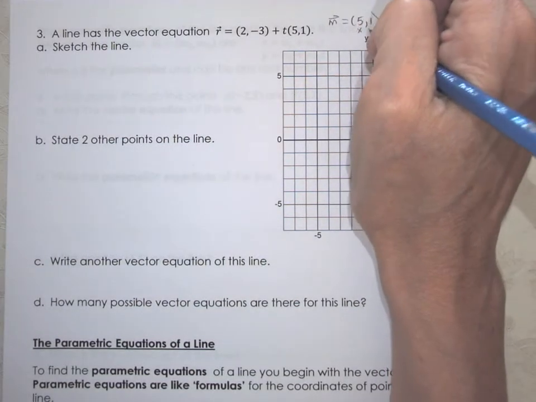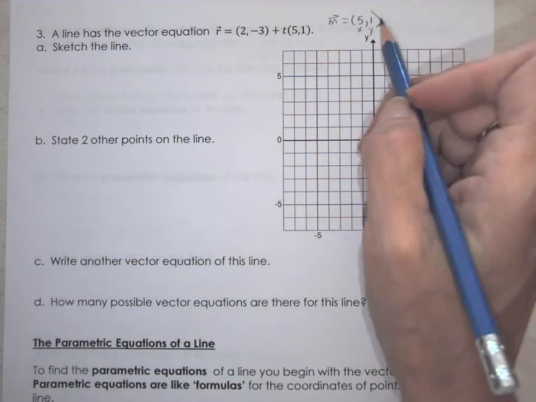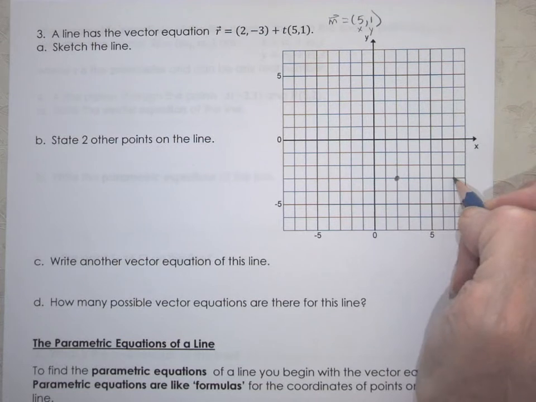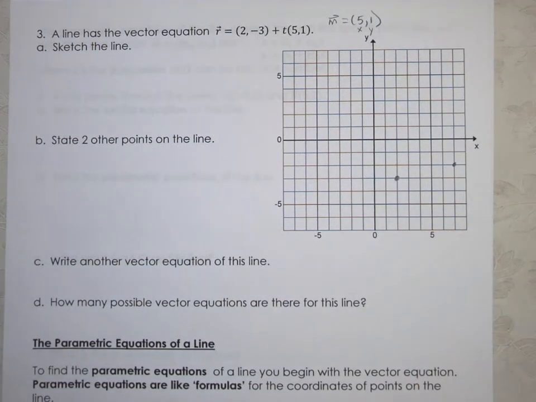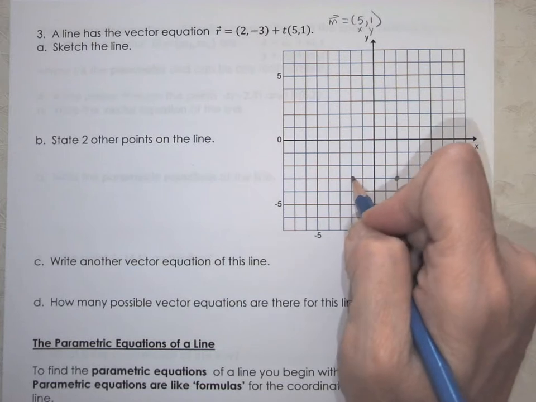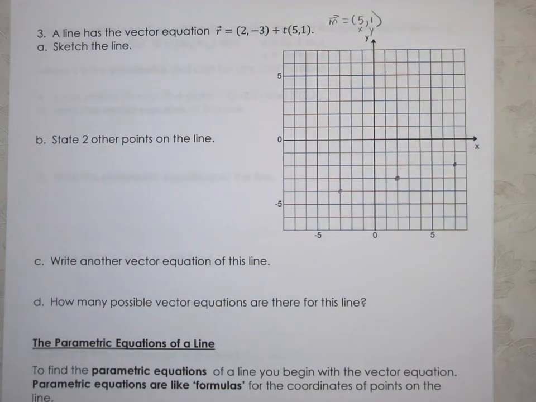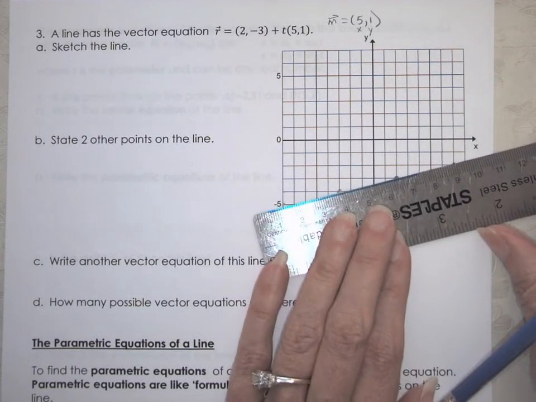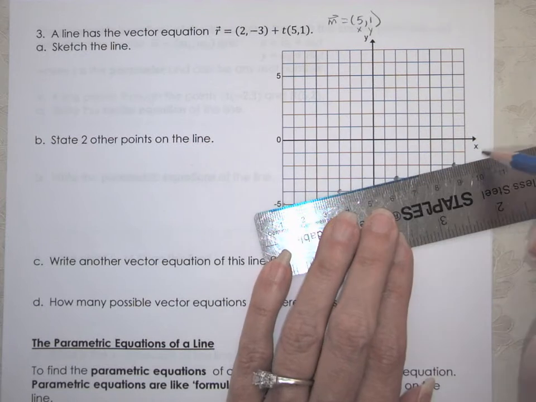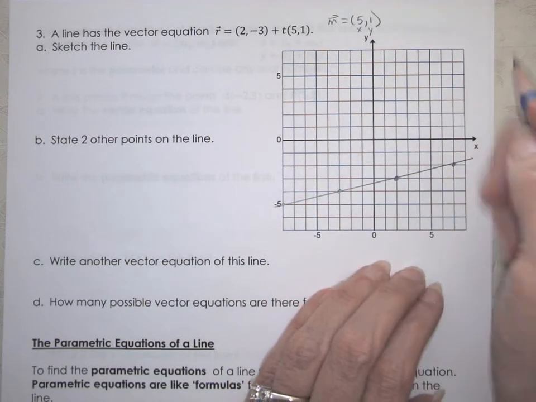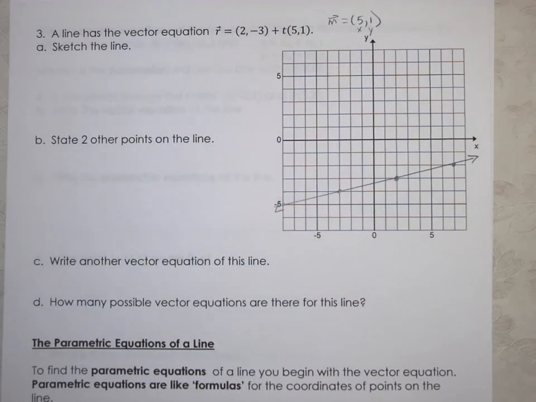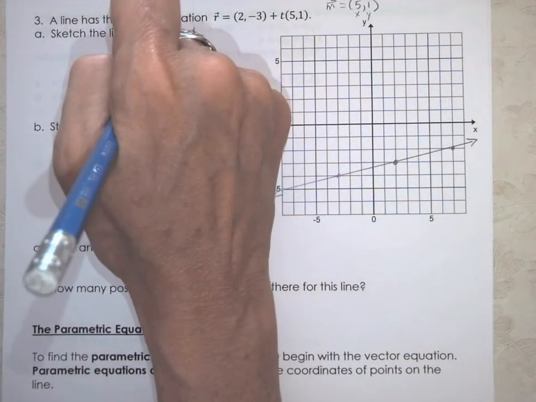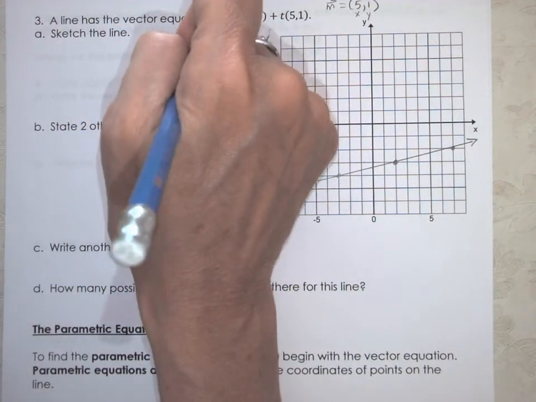Okay, this is my x component and my y component. So I know it's parallel to this vector, which means that if I go over to the right 5, 1, 2, 3, 4, 5, and up 1, I should see another point on the line. And reverse that. Left 5 and down 1 should be another point on the line. And then I should have drawn the line there. So there's a picture of this line here. r equals 2, negative 3 plus t, 5, 1. Okay, and that's based on us knowing the direction vector is 5, 1.